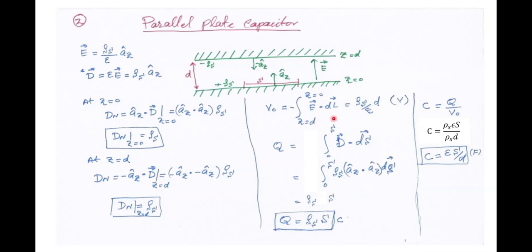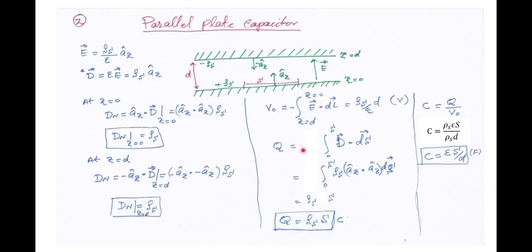Now we are going to define the potential difference, that is, to bring a unit positive charge from z equal to d plane to z equal to 0 plane using the electrostatic field due to a sheet of charge, which is rho_s divided by epsilon. So evaluate this integration, that is, to bring a unit positive charge from d plane to z equal to 0 plane, which results in rho_s times d divided by epsilon.